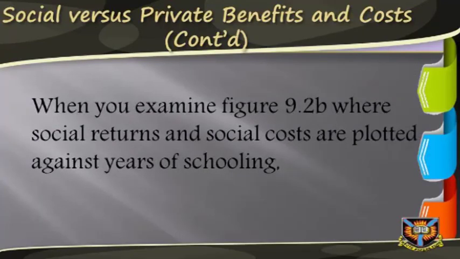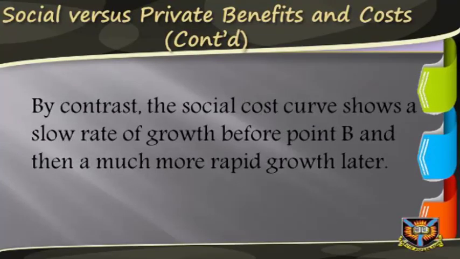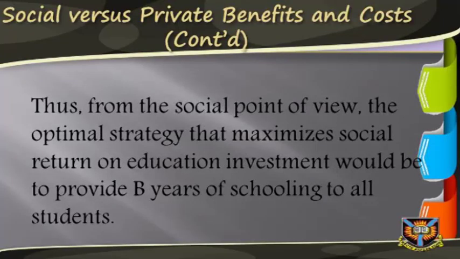When you examine Figure 9.2b, where social costs and social returns are plotted against years of schooling, it is clear that the social benefit curve rises sharply up to point B and rises more slowly later. By contrast, the social cost curve shows a slow rate of growth before point B and then a much more rapid growth later. Thus, from the social point of view, the optimal strategy that maximizes social return on education investment would be to provide B years of schooling to all students.